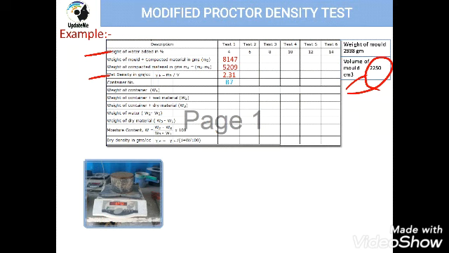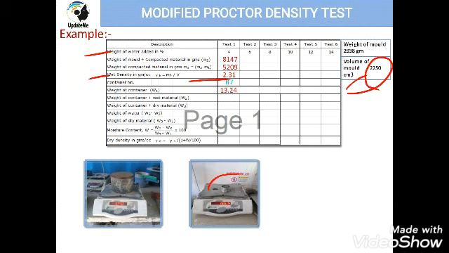Next one is container number. The container is used for determining the soil moisture content. The container numbers will be like 1, 2, 3, V1, V7. This is fixed for each different container. Next one is the weight of container. Here the weight of the container in empty condition is 13.24 gram. Next one is weight of container plus wet material. Here is the weight of container plus wet material.